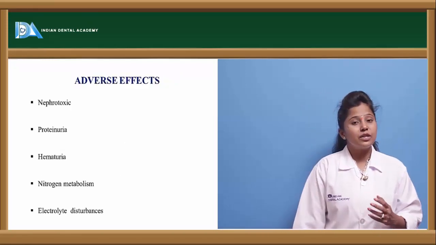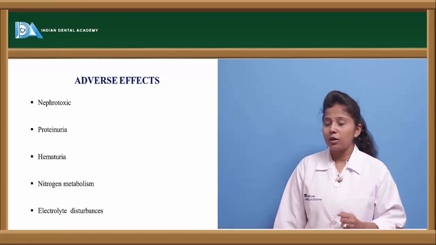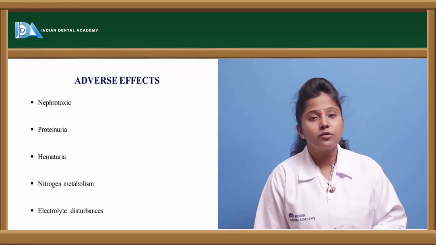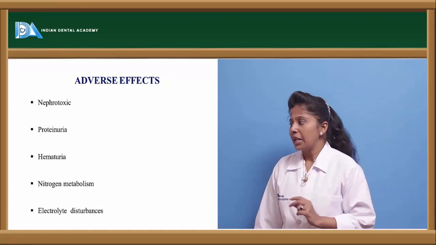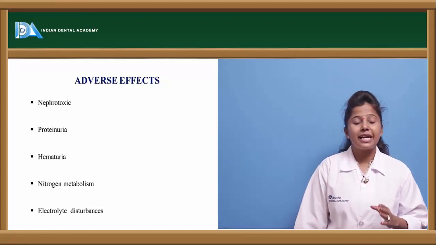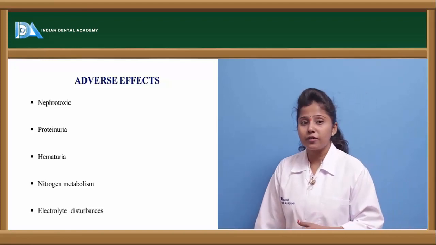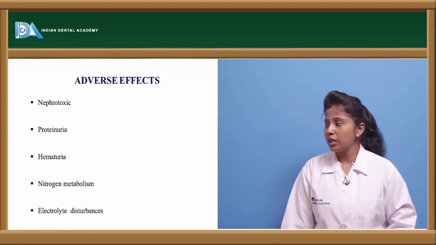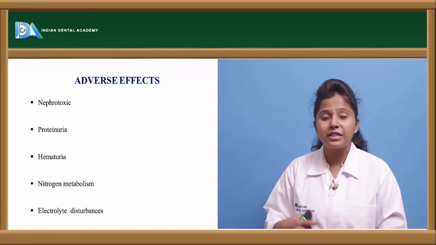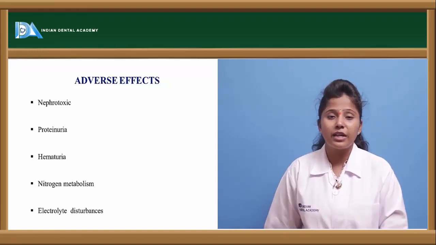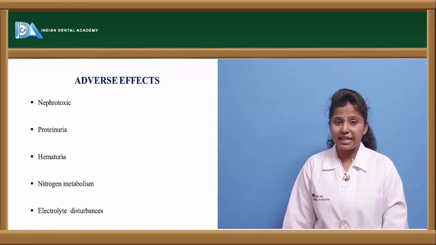Let us see the adverse effects of all these anti-tuberculosis drugs. The adverse effects include nephrotoxicity. If a person is using these drugs for a longer period of time, then there will be toxicity to the kidney, and proteinuria, that is excessive elimination of proteins out of the body, and hematuria, and altered nitrogen metabolism, and electrolyte disturbances can occur.